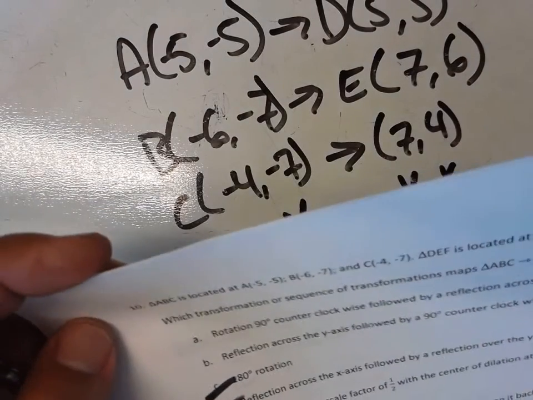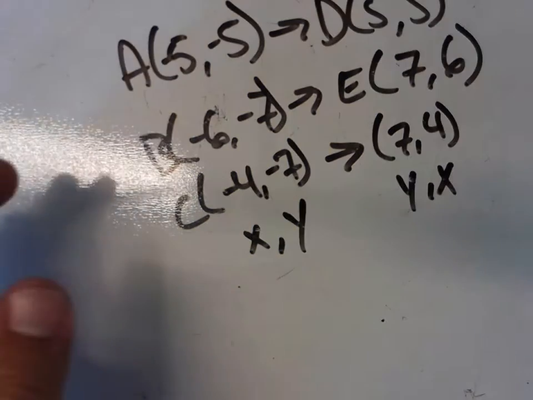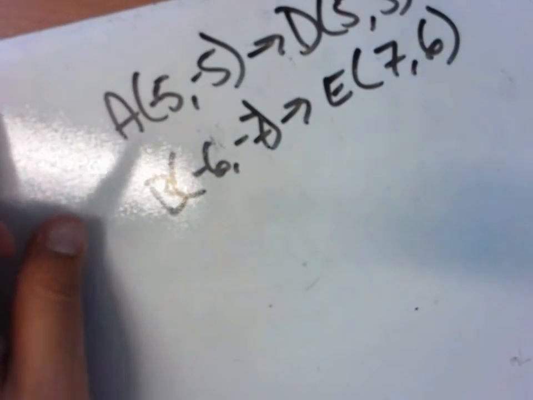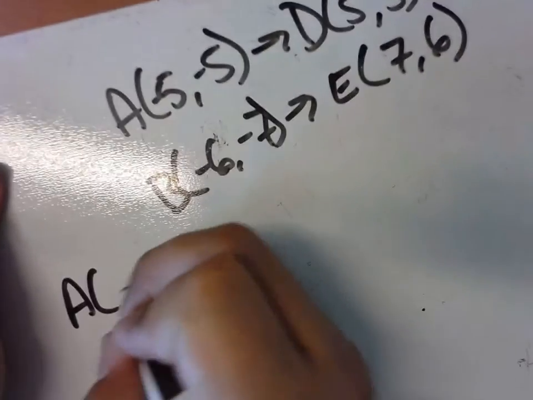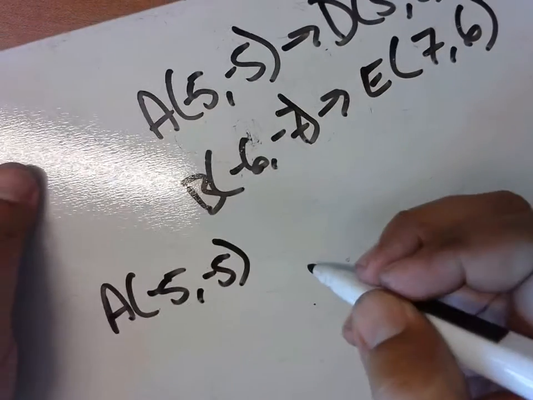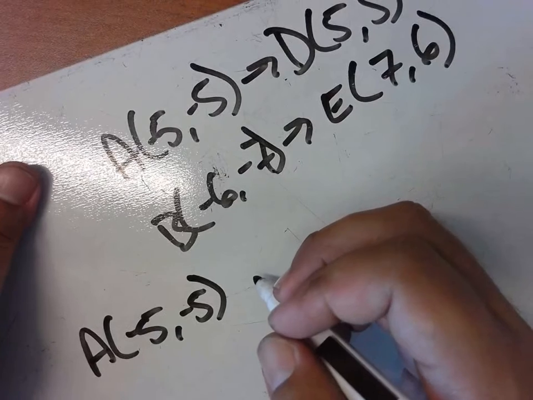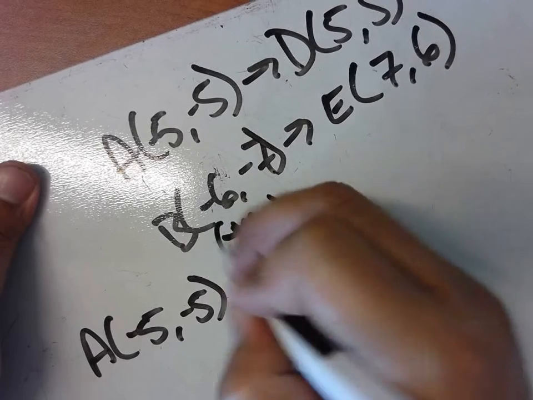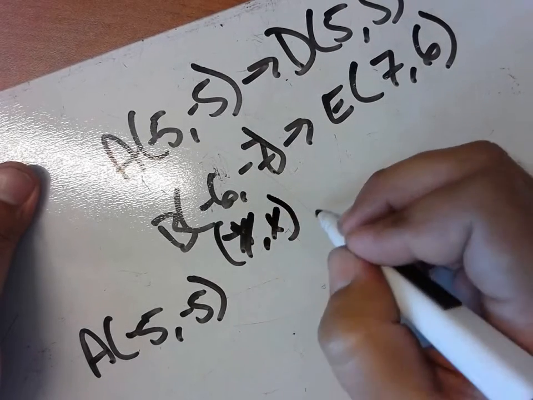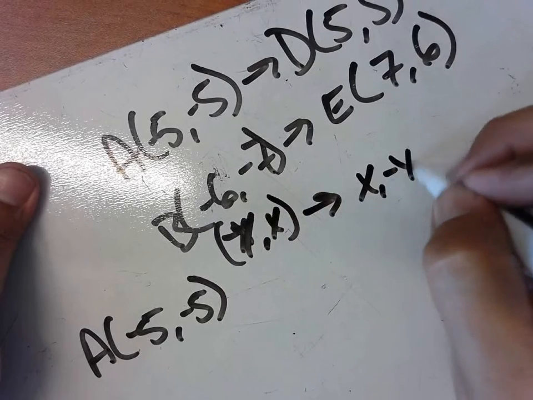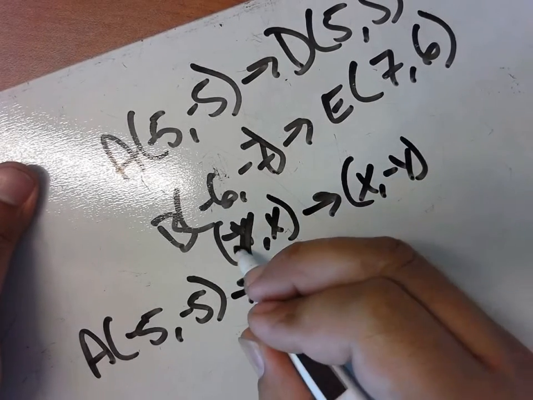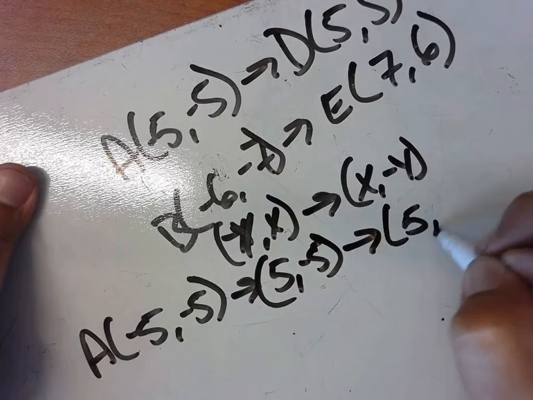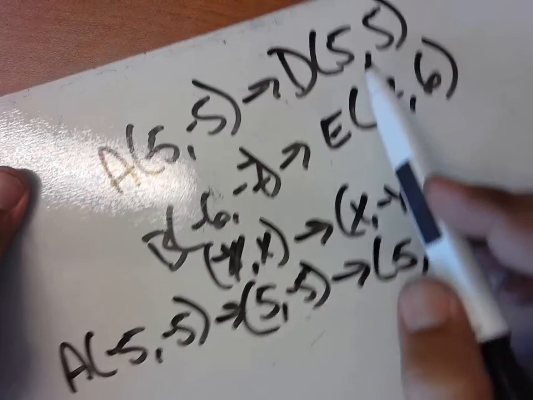Those change the order. You need to do 2 points. Doing 1 point is not enough. You need to choose 2. I'm going to choose A and B. If I did A, -5, -5, and I'm doing A first, rotate 90 degrees counterclockwise would be -Y, X. And then reflection across the X would be X, -Y. So if I change the order and the sign, this becomes +5, -5. Then it becomes +5, +5, which is what it's supposed to be.